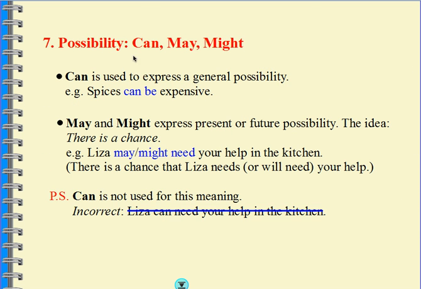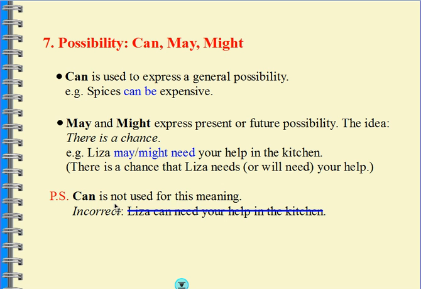Subtitle 7. Possibility with can, may, or might. Can is used to express a general possibility. Example, spices can be expensive. However, may and might express present or future possibility. They mean there is a chance. Example, Lisa may or might need your help in the kitchen. There is a chance that Lisa needs or will need your help.